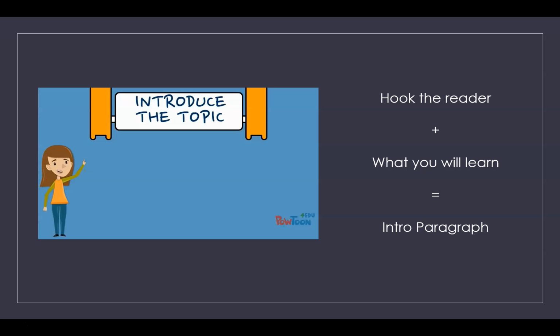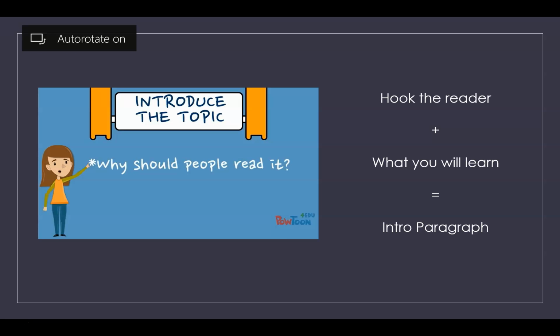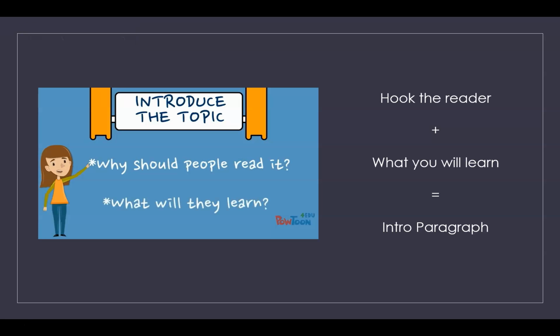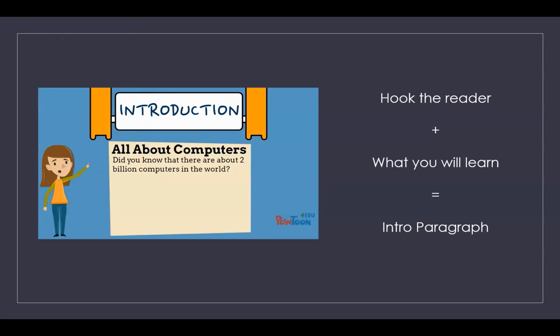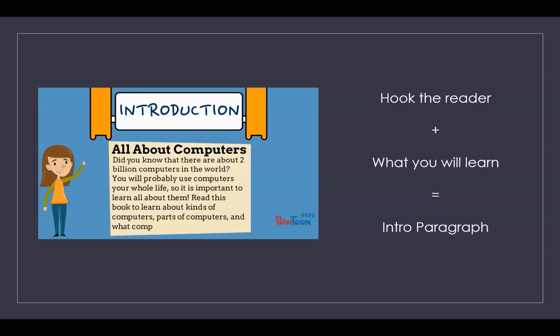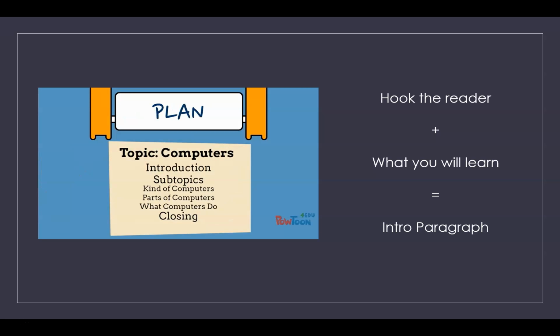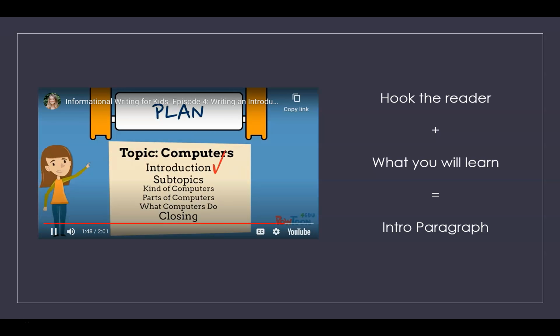Next, I will introduce my topic. I need to think about why people should read my book and what they will be learning by reading it. I will write, you will probably use computers your whole life, so it is important to learn all about them. Read this book to learn about kinds of computers, parts of computers, and what computers can do. Now, my introduction is finished, and I'm ready to start writing facts about my topic.